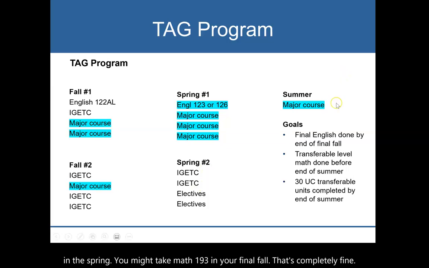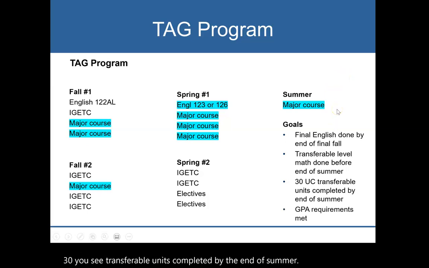30 UC transferable units completed by the end of summer. And don't forget the GPA requirements needing to be met also. If you have all these pieces for TAG, you should be guaranteed a spot at one of the campuses as long as you're following those requirements. But as always, meet with a counselor regularly. We will help to make sure that all of these are planned out very well to give you every opportunity to apply broadly to universities, but also have the opportunity to guarantee yourself a spot at one as well.